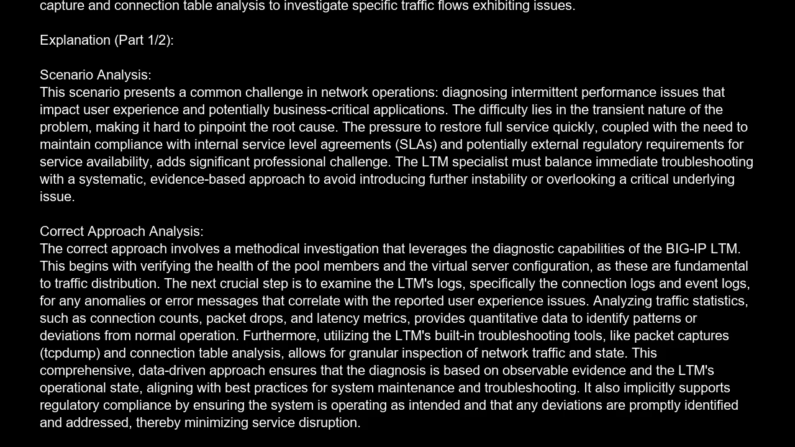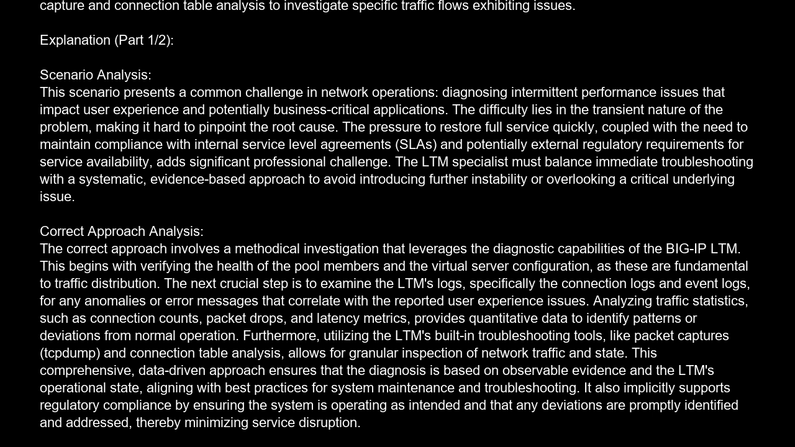Explanation. Scenario analysis. This scenario presents a common challenge in network operations, diagnosing intermittent performance issues that impact user experience and potentially business-critical applications. The difficulty lies in the transient nature of the problem, making it hard to pinpoint the root cause. The pressure to restore full service quickly, coupled with the need to maintain compliance with internal service level agreements, SLAs, and potentially external regulatory requirements for service availability, adds significant professional challenge.